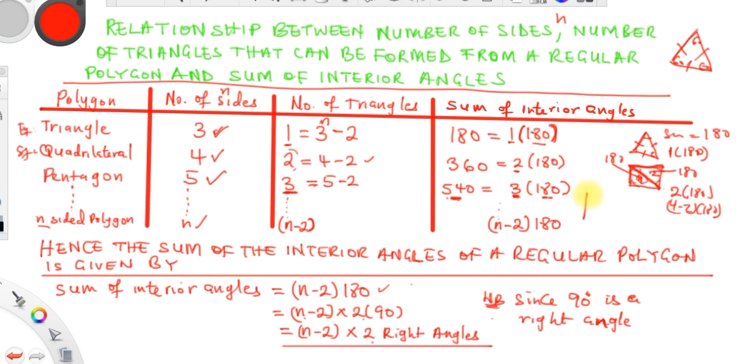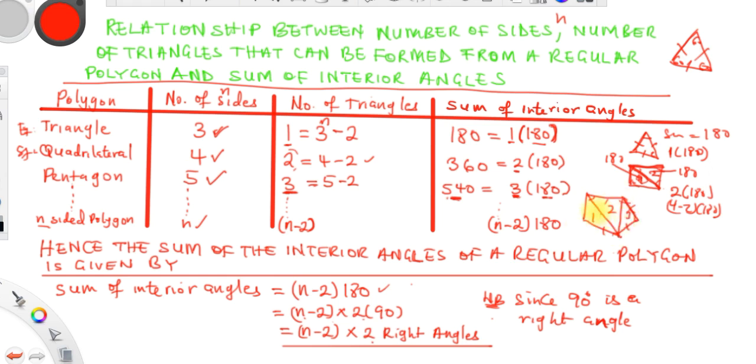Pentagon. If I look at a pentagon, a 5-sided figure, so this is a pentagon, 1, 2, 3, 4, 5. How many triangles can be formed from a pentagon? We can form 3 triangles from a pentagon. So this is triangle 1, triangle 2, triangle 3. If you want to find the sum of the interior angles of this pentagon, it is the same as this plus this plus this plus this plus this.